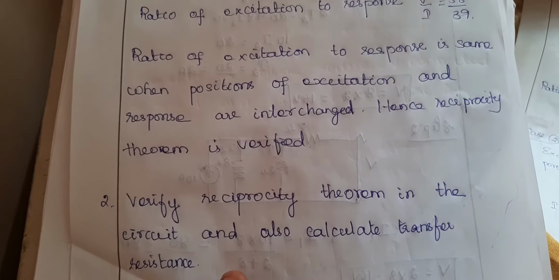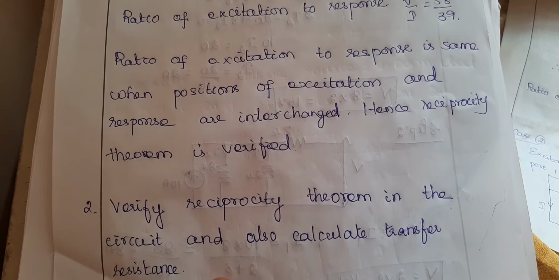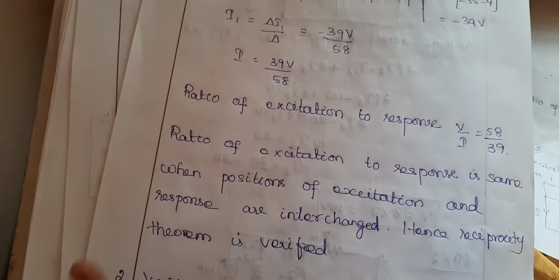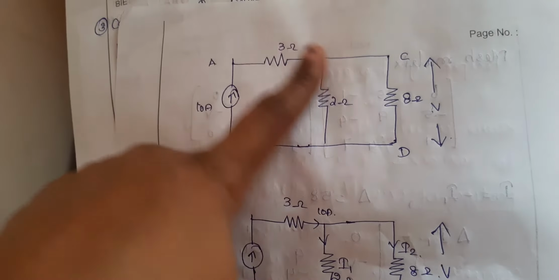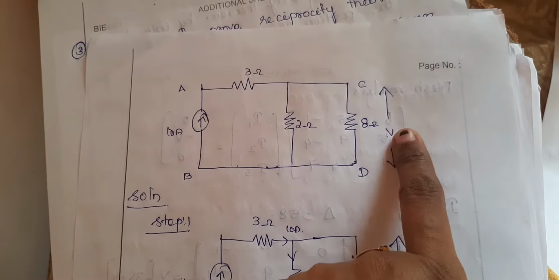So next we can see the next problem. Verify the reciprocity theorem in the circuit and also calculate the transfer resistance. Okay, so it is the circuit. So what is transfer resistance? R is V by I, which we want to calculate. So it is the circuit. Here there is a current source, here there is a voltage source.